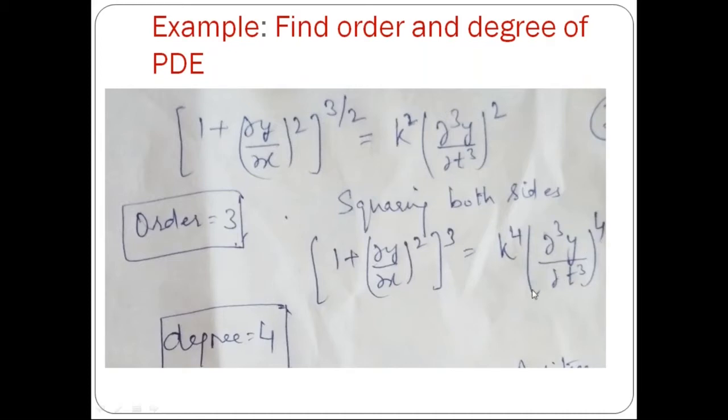Now, what is the degree here? The highest order derivative will always remain the same; that is, order is 3. And what is the degree? Degree is the power of the highest order derivative. Here it is 4. So, the degree is equal to 4.